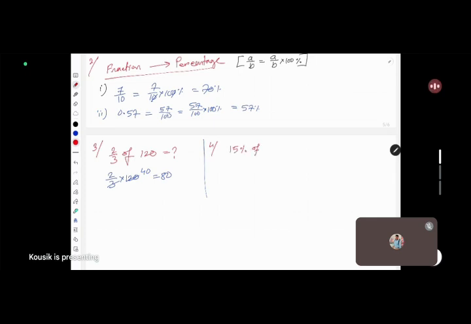15% of rupees 230 equal to কত? বের করো। Sir, 3450. Sir, 345. কত আসছে? 15/100.